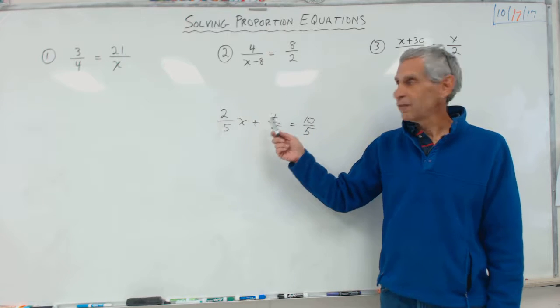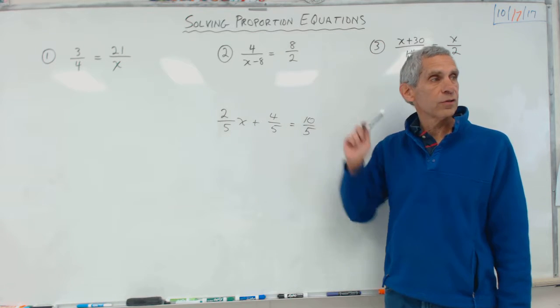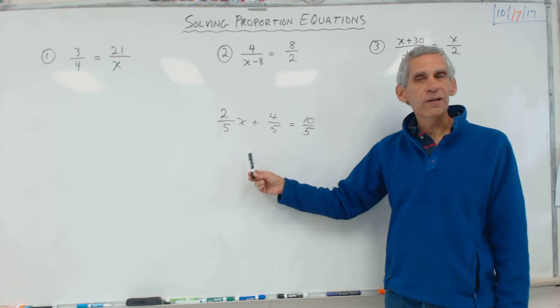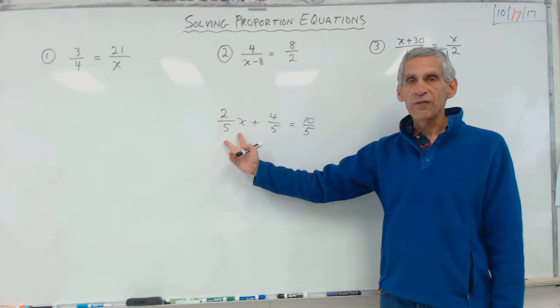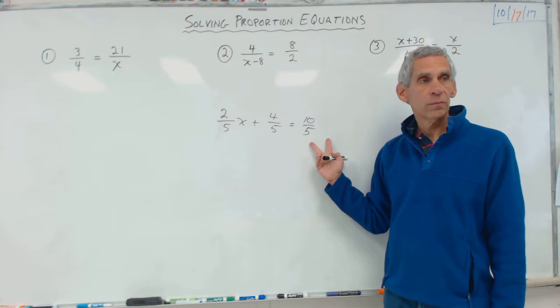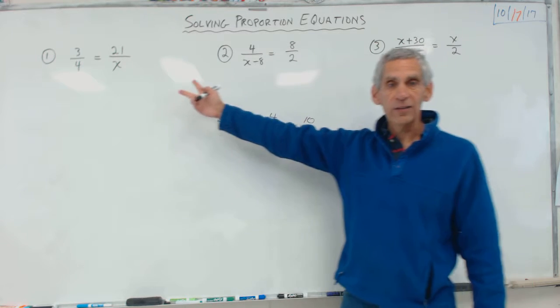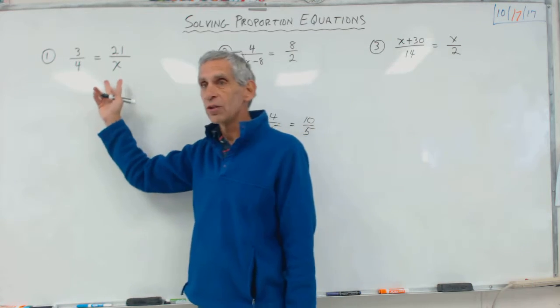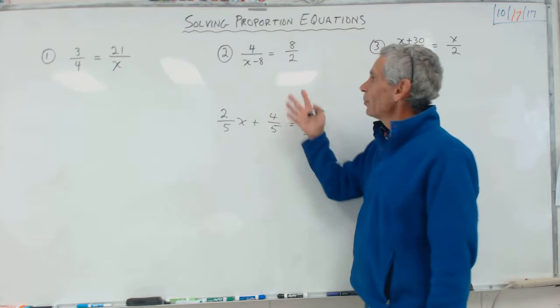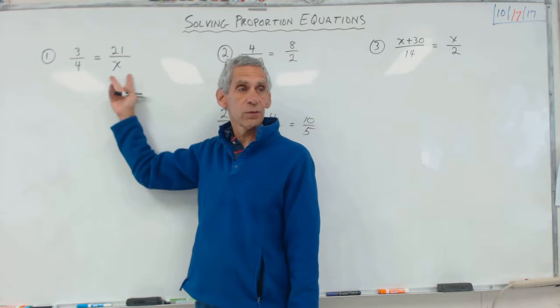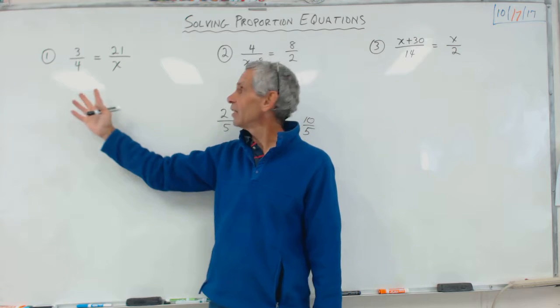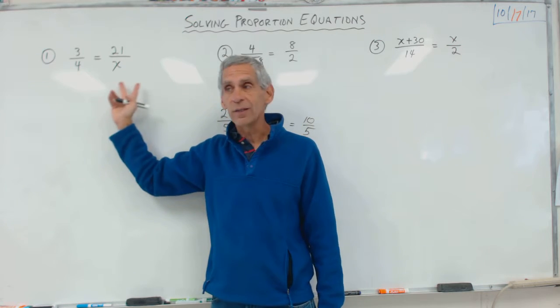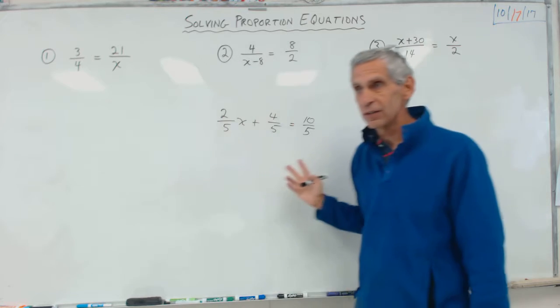What do you notice that's different between this and all the others? How many fractions do you have here? You have 3 fractions. Notice how many fractions are in these? Only 2. And there's no extra number. It's not 3/4 is equal to this fraction plus 2. There's not an extra thing. It's just a fraction equaling a fraction. You see the difference?